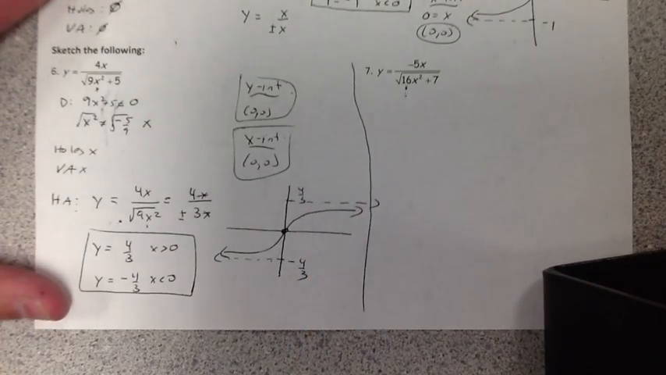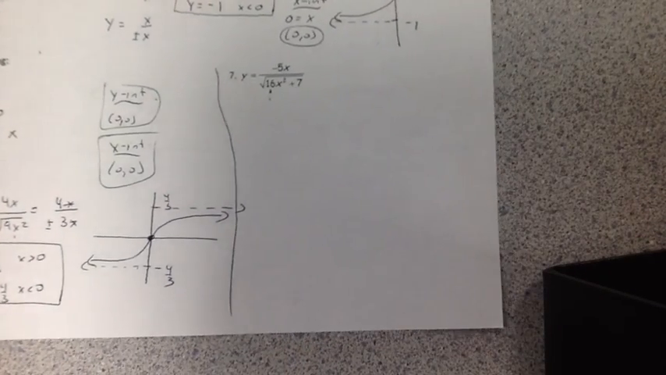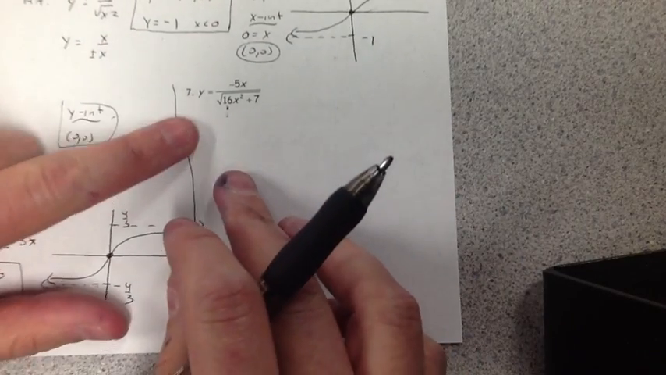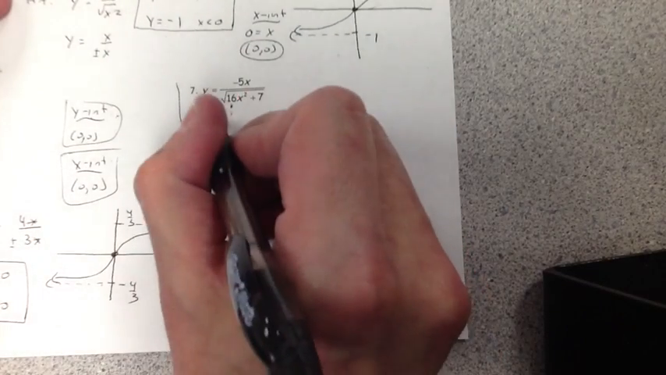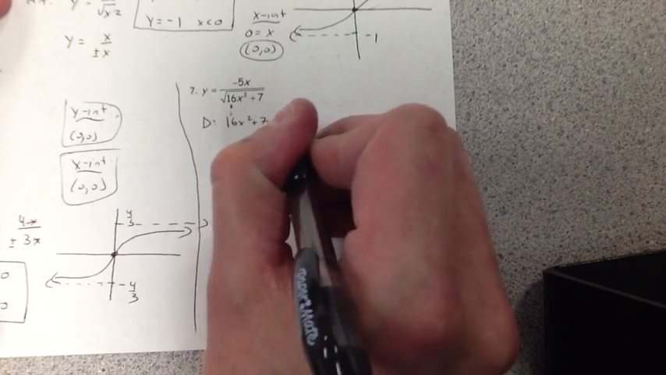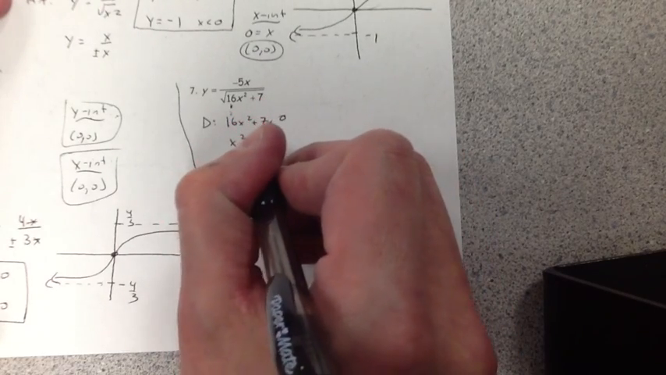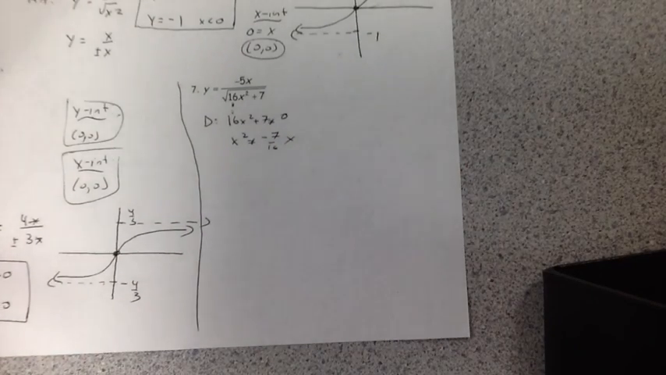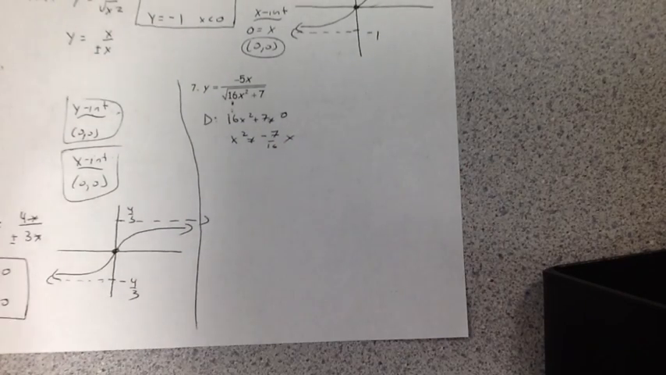Number 7. Again, we kind of got the pattern. Now, in your homework, I want to show this. We'll take a look at the domain. We take 16x squared plus 7 not equal to 0. So we get x squared not equal to negative 7 over 16. And again, no domain restriction, which of course means no holes and no vertical asymptote.